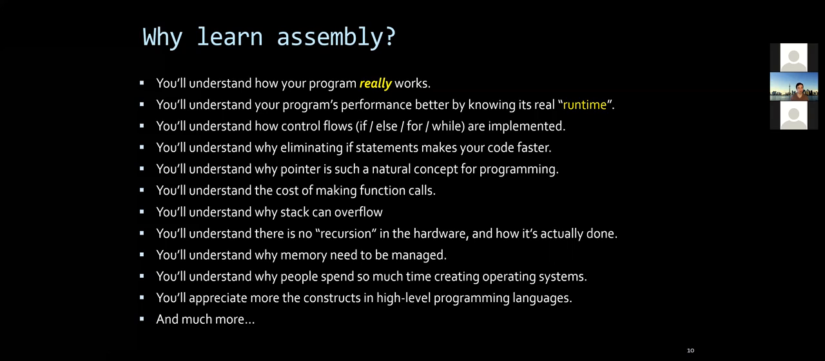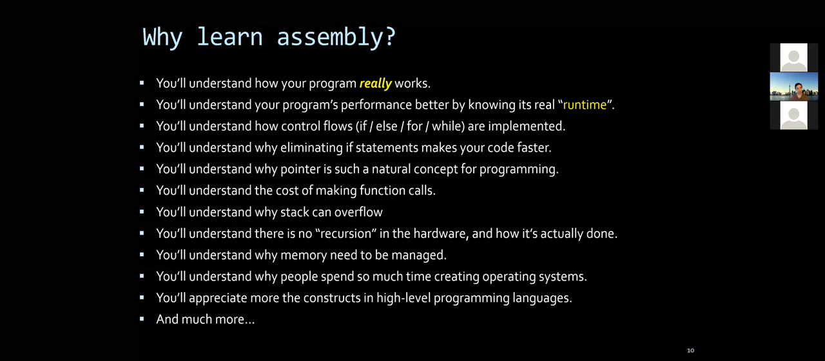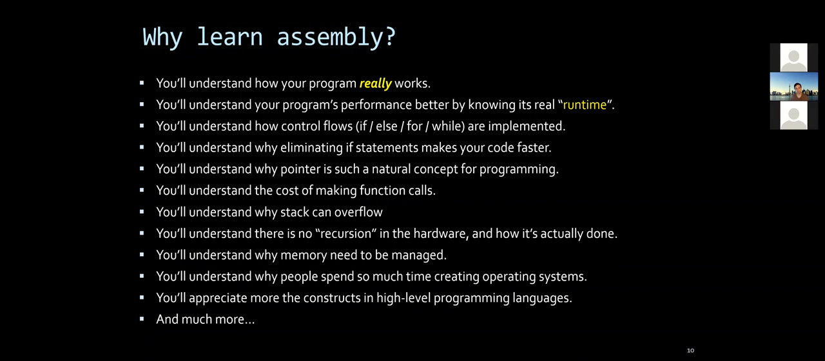You also understand your program performance much better, because that's the real runtime. You would understand how control flow like if, else, for, while is actually implemented in real hardware. You also understand why eliminating if statements makes your code faster, because if conditions actually complicate things. You understand by learning assembly why pointer is such a natural concept for programming. When you learn C or C++, pointers might feel very artificial, but remember C was built on top of assembly and was considered a breakthrough when it happened, just because it simplifies some of the things you can do in assembly without losing most of the performance.